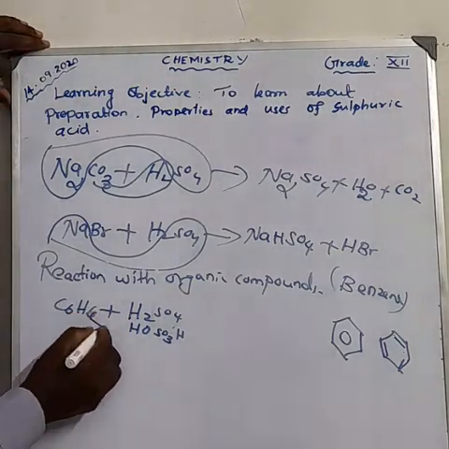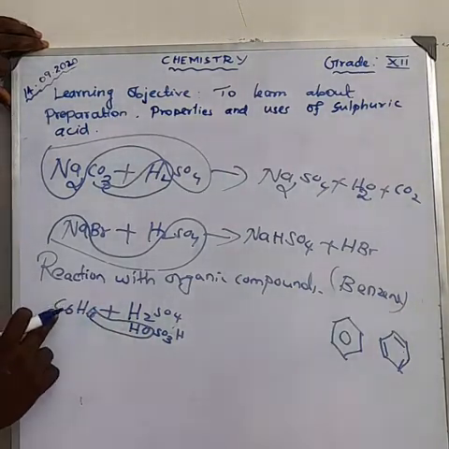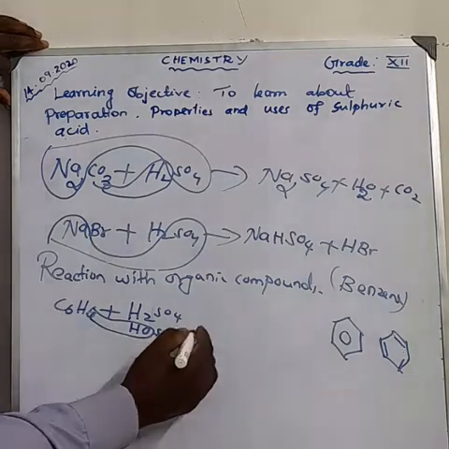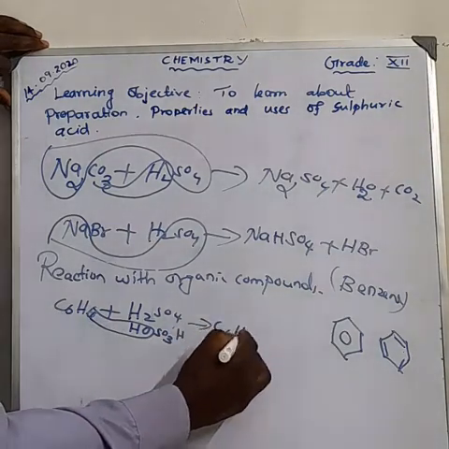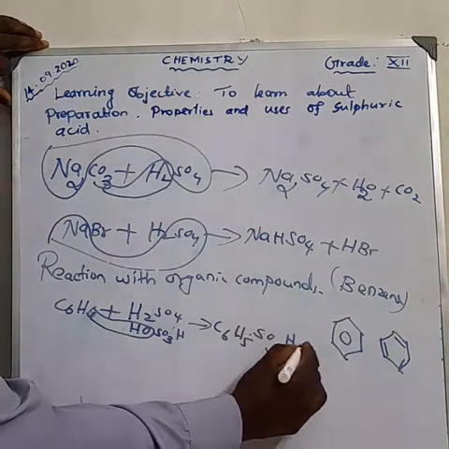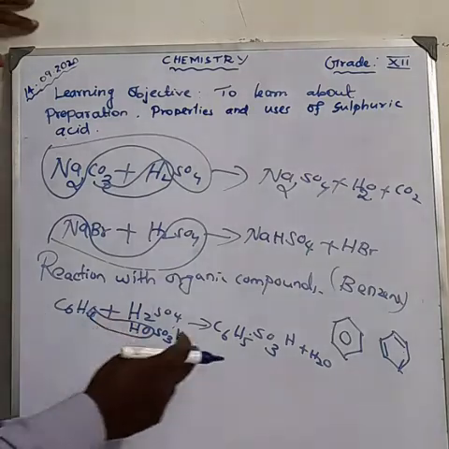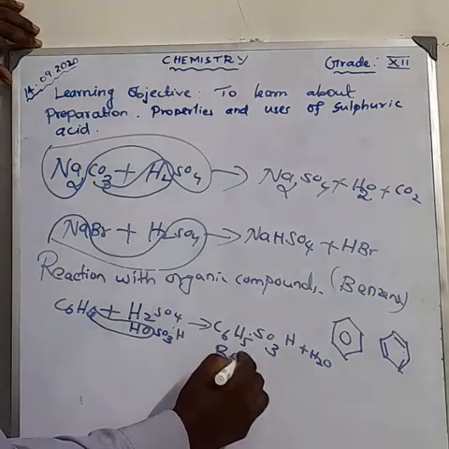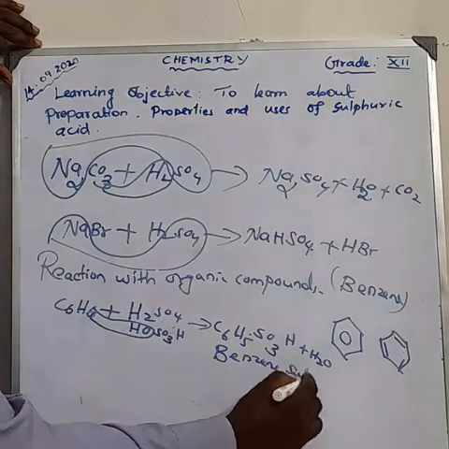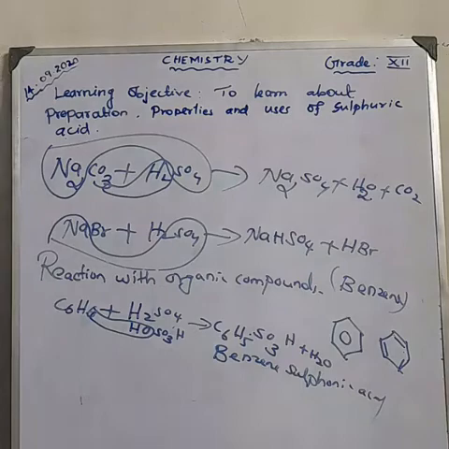One of the hydrogen combines with OH to form C6H5SO3H plus H2O. Clear? The name of the compound is benzene sulfonic acid. Then what are the uses of sulfuric acid?